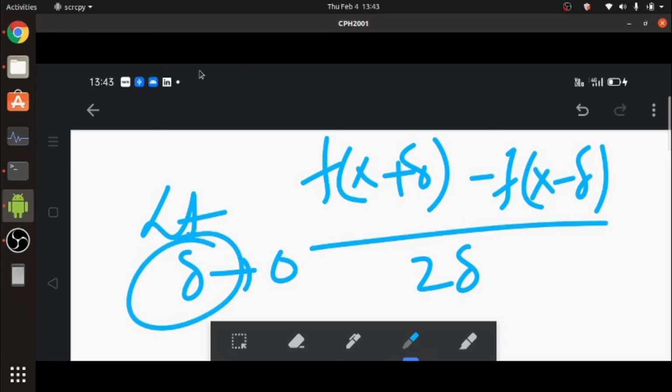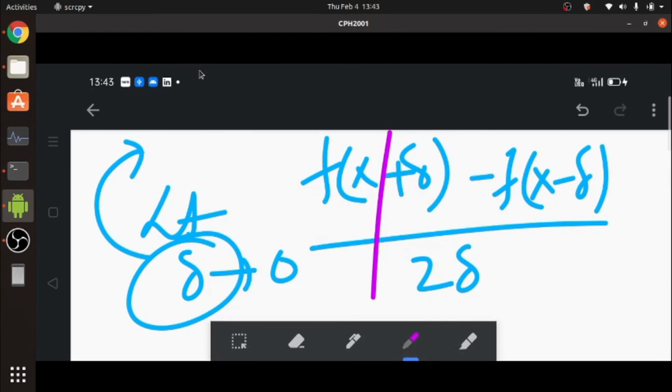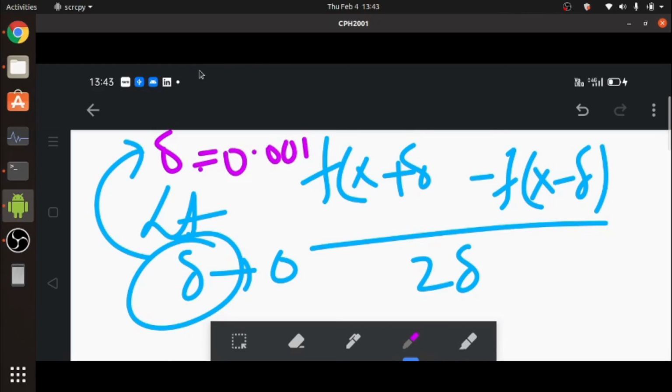Delta is a really small number. Delta can be 0.001, or really it's a negligible amount.